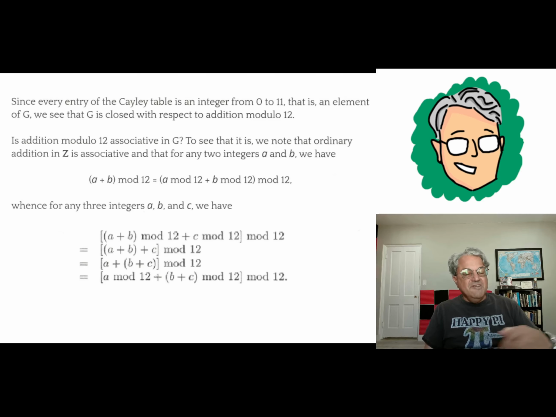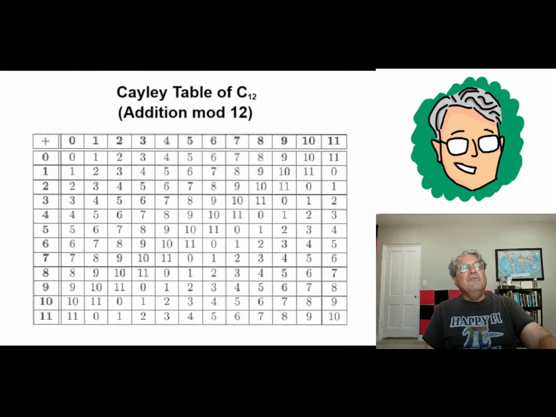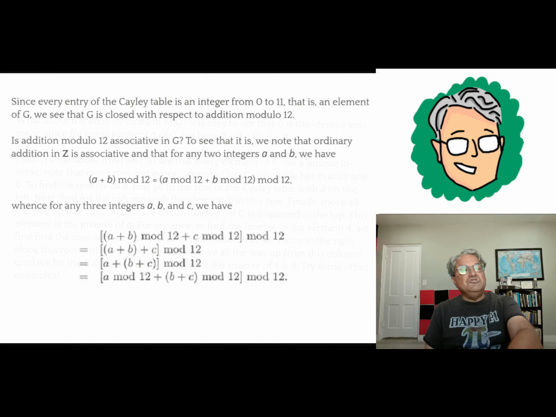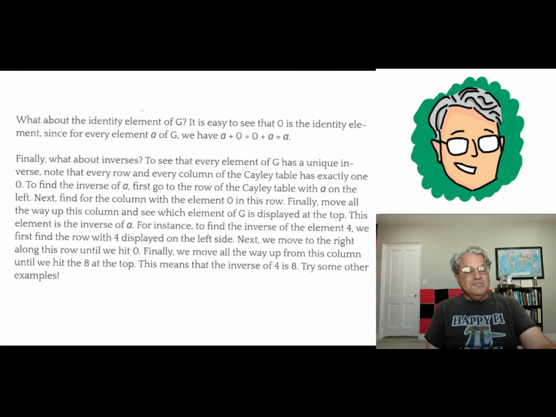Identity is obvious. 0 is the identity element, because it's the identity element of ordinary addition, and taking a modulo 12 doesn't change that fact. So it's pretty easy to see that the element 0, if you add it to any other integer mod 12, you get that integer back. So the last thing we have to check is the inverse. Inverse is a little tricky, but it's not too bad.